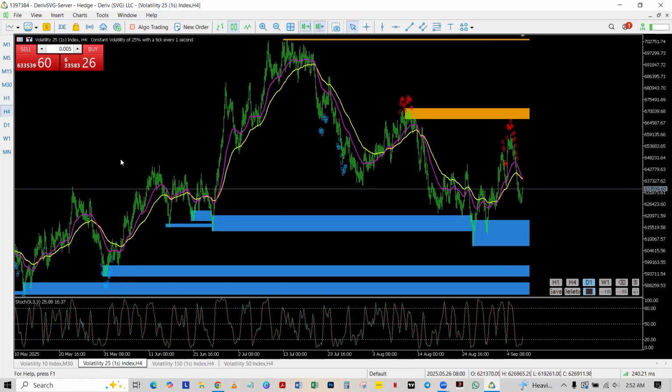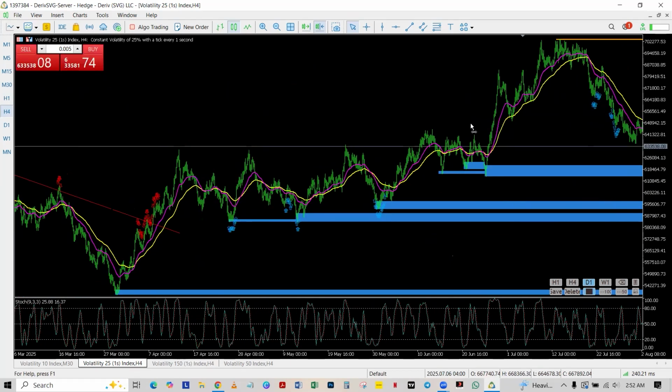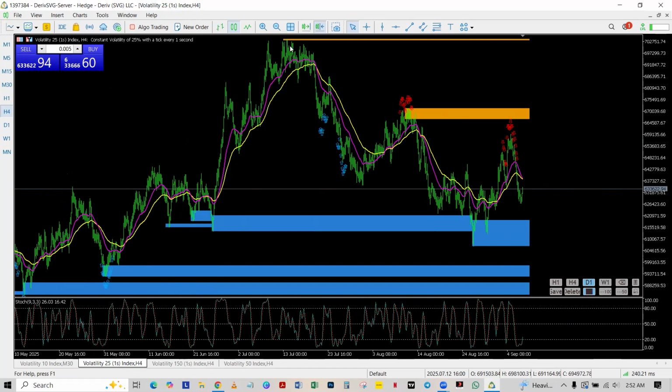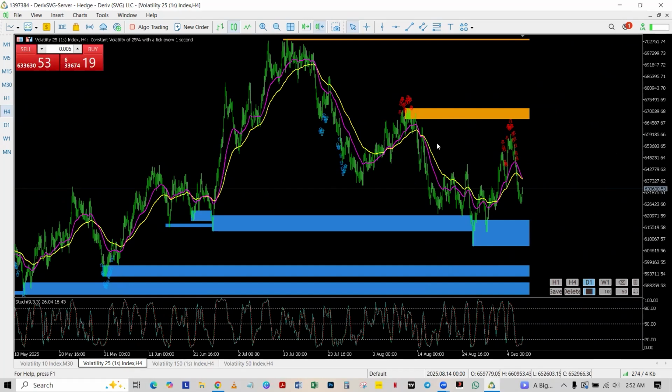For the 25-1s, you can see that the market was initially in an uptrend, then it touched its peak right here, then started dropping further. Now we have a retracement to this level. All right, so you will notice that on my chart I have some blue lines and some orange lines.